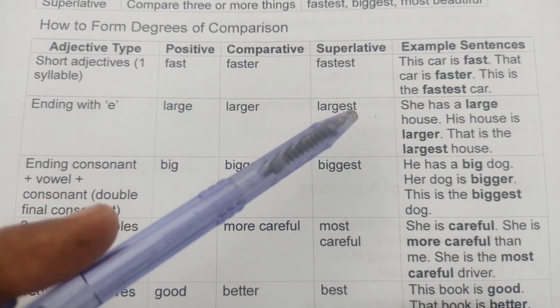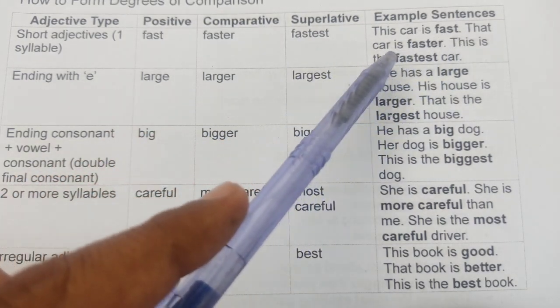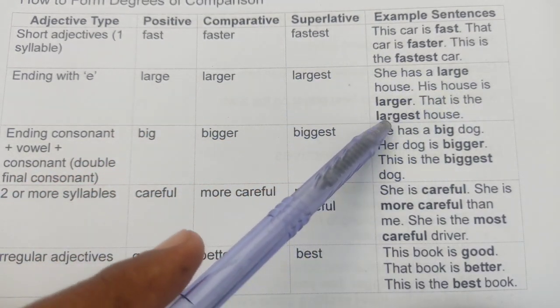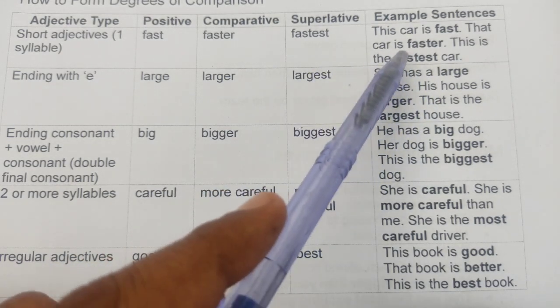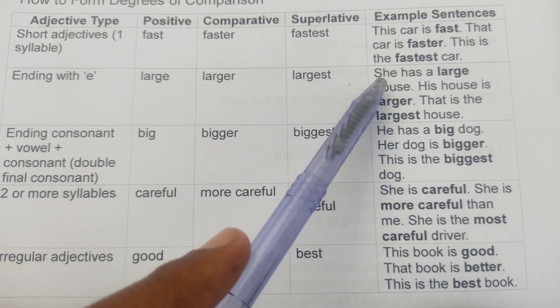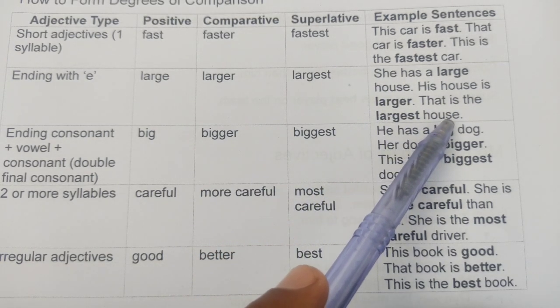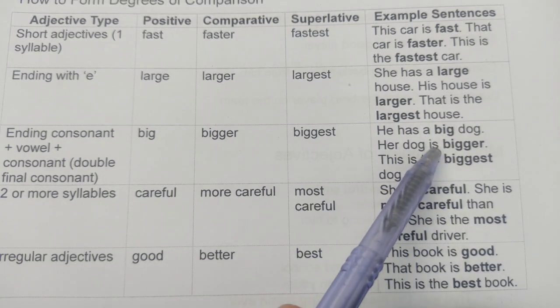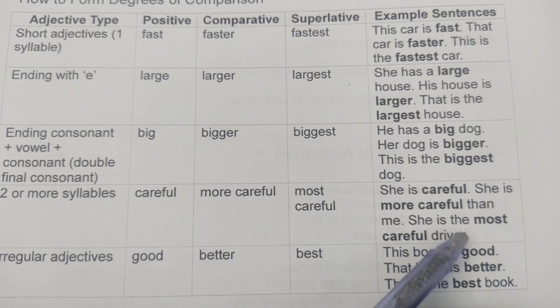Now here we have example sentences for you in this table. This car is fast, that car is faster, this is the fastest car. These all 3 comparisons are used here: positive, comparative and superlative. She has a large house, his house is larger, that is the largest house. He has a big dog, her dog is bigger, this is the biggest dog. She is careful, she is more careful than me, she is the most careful driver. This book is good, that book is better, this is the best book.